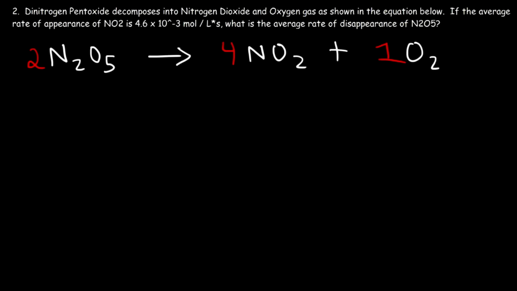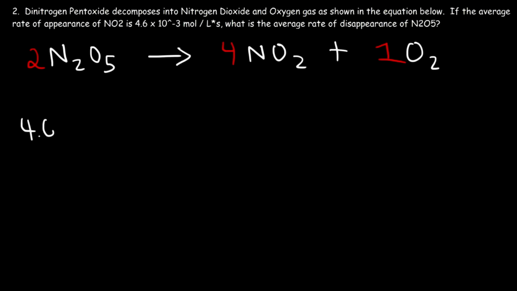Dinitrogen pentoxide decomposes into nitrogen dioxide and oxygen gas as shown in the equation below. If the average rate of appearance of NO2 is 4.6 times 10 to the minus 3 moles per liter per second, what is the average rate of disappearance of N2O5? So how can we find the answer for this problem? It turns out that the rate of appearance for NO2 is directly related to the rate of disappearance of N2O5 based on the balanced chemical equation. In fact, you can use the molar ratios to get the answer. You simply need to convert it.